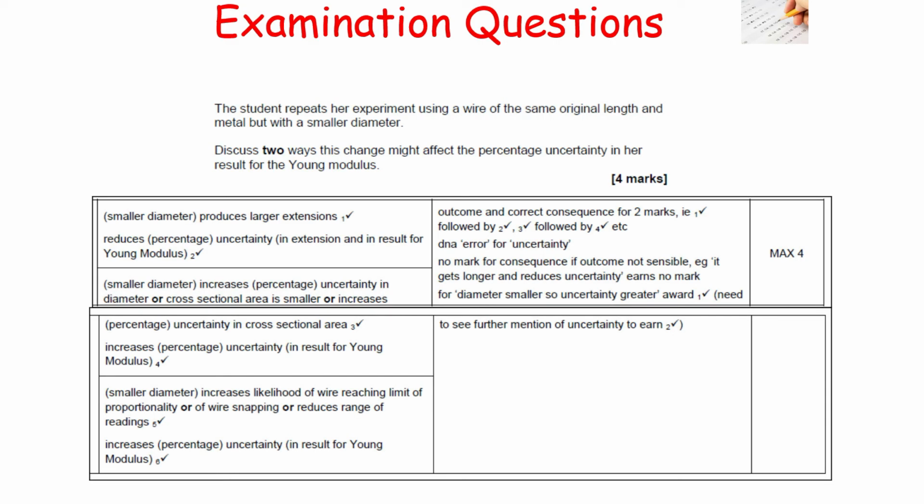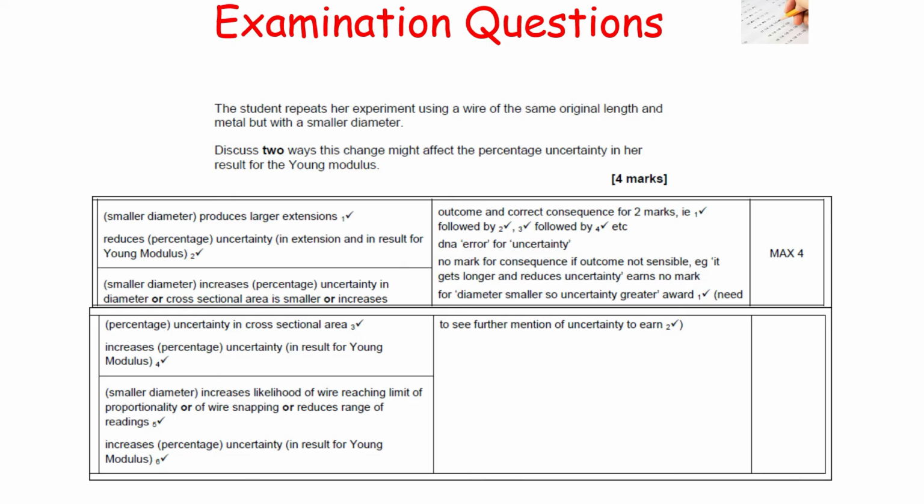So the first thing to note is that when you use a smaller diameter, you get a larger extension. So this will reduce the percentage uncertainty in the extension, and therefore reduce the percentage uncertainty in the Young modulus. But using a smaller diameter will increase the uncertainty in the cross-sectional area part of the Young modulus measurement, because we know area is pi r squared and the radius is the diameter over 2. So therefore it will increase the percentage uncertainty.